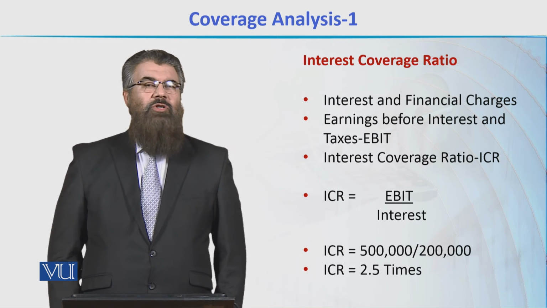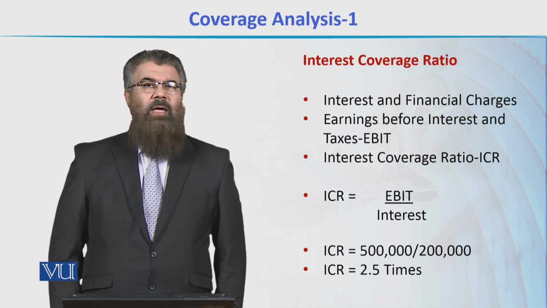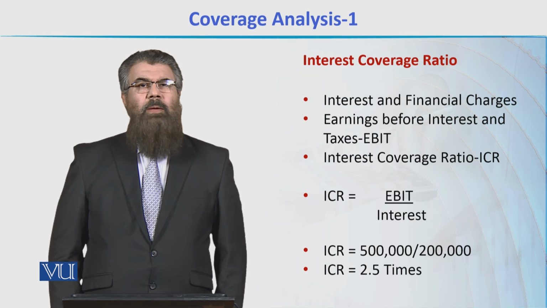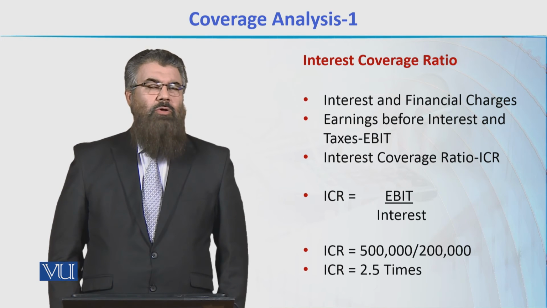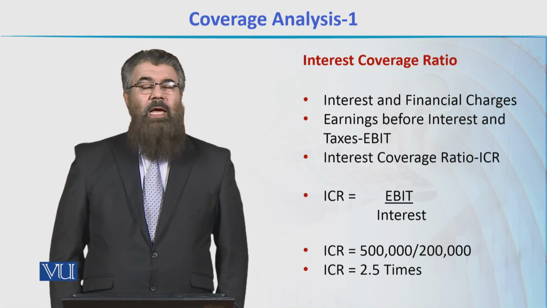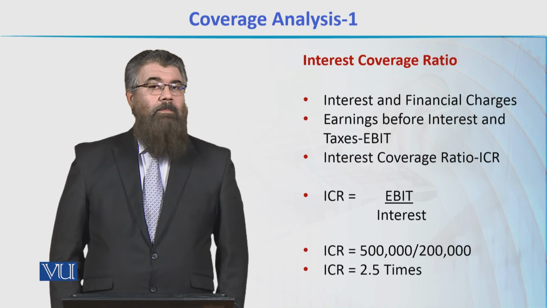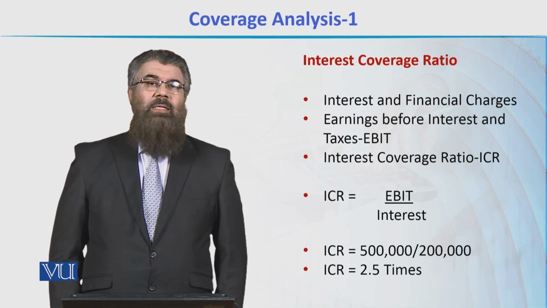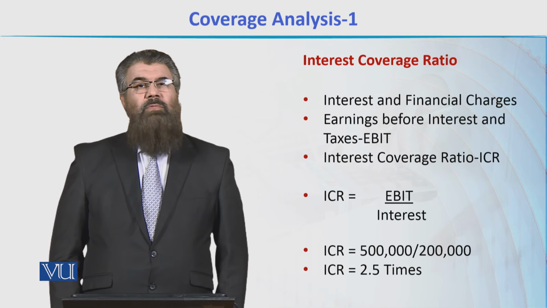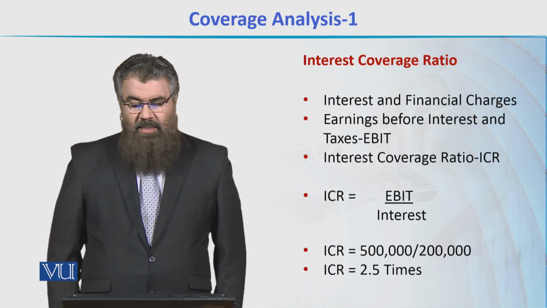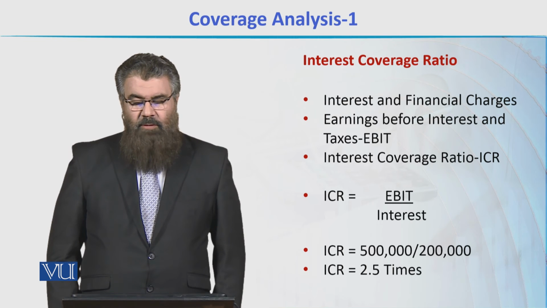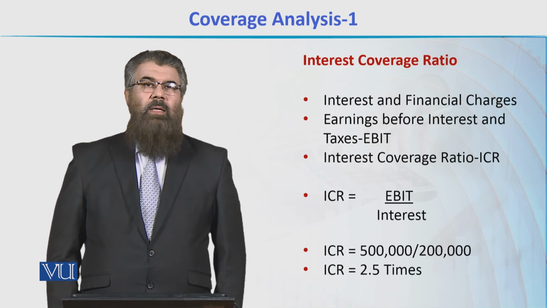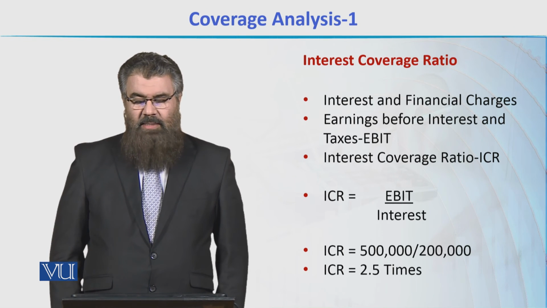यानी अगर हम फाइनेंशियल कॉस्ट की कवरेज देखना चाहते हैं तो फाइनेंशियल कॉस्ट के पे होने से पहले जो प्रॉफिट की अमाउंट हमारे पास अवेलेबल है उसे हमें कंसिडर करना है. And EBIT is actually that amount of profit which is before the payment of interest and deduction of income tax. So we can see that the formula is very simple. It is EBIT divided by interest.